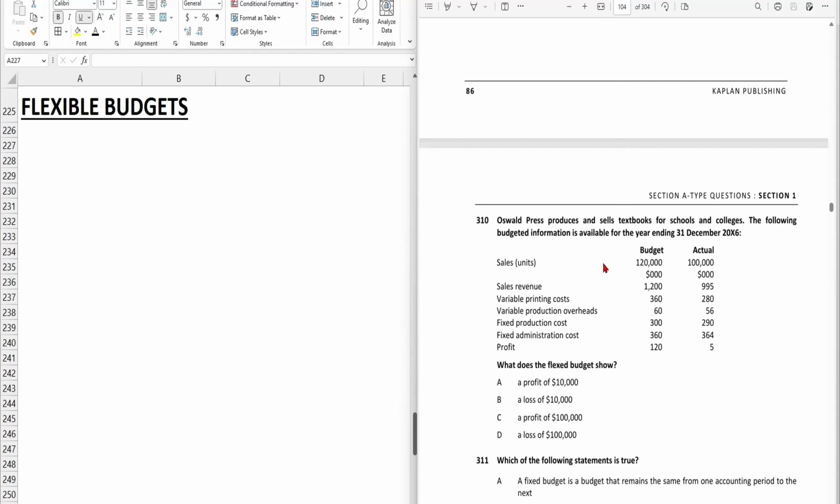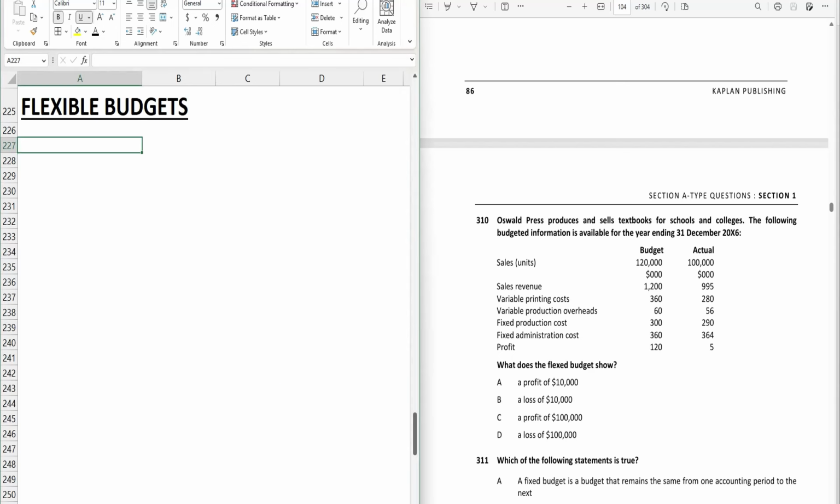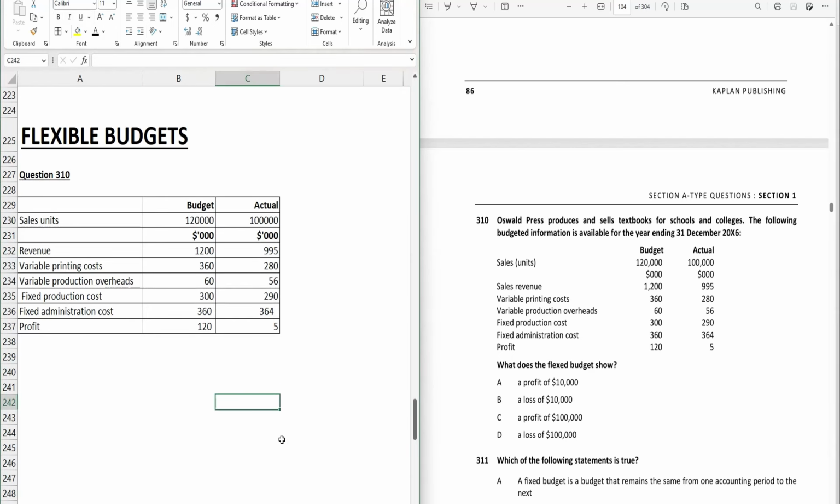So let me copy paste this information on my Excel. Yeah, so here it is. I have copy pasted this information from the question. Now, see, if the question asks you to calculate the flex budget or the profit, they will provide one level of budgeted activity or two levels of budgeted activity. In some cases, you might have to use the high-low method if two levels of activity are given. But here only one level of activity is given, so that means we need to calculate per unit for all of these. Let me show you how.